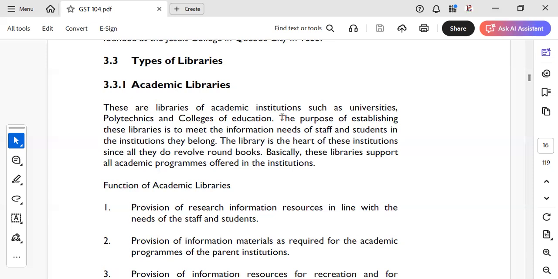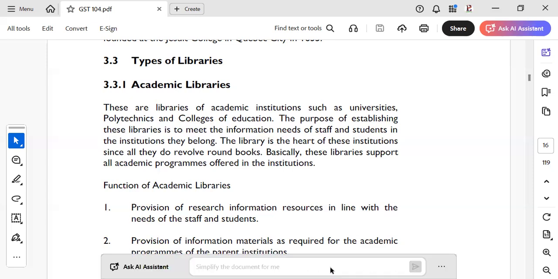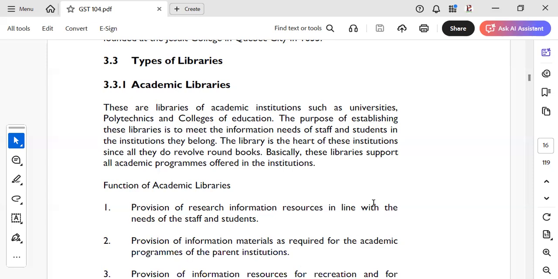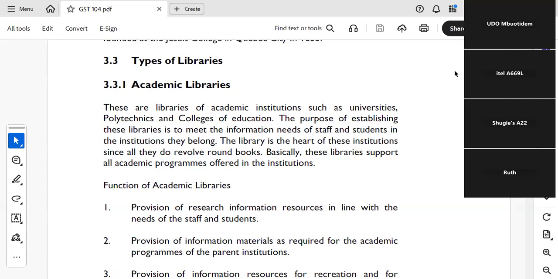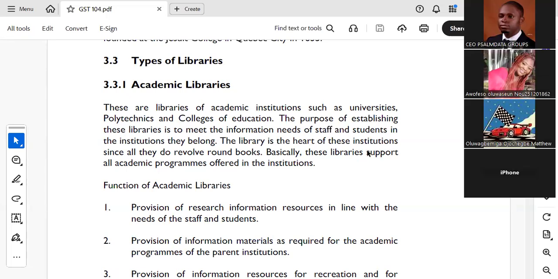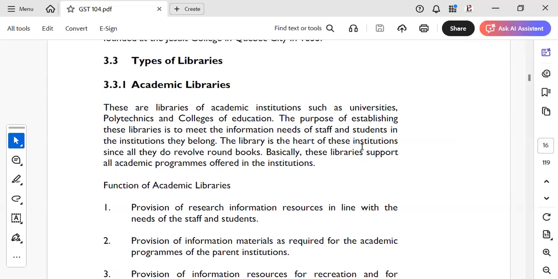As you have some of our past TMA questions here, I would have shown you the way they normally ask it. So the library is the heart of these institutions since all they do revolve around books. Basically, this library supports all academic programs offered in the institution, which means if you go to the library now, you will see books related to all the programs that we are doing. Not only computer science books will be found there, but also maths, biology, chemistry, anything, the programs we do in the school, you find books on them in the library.